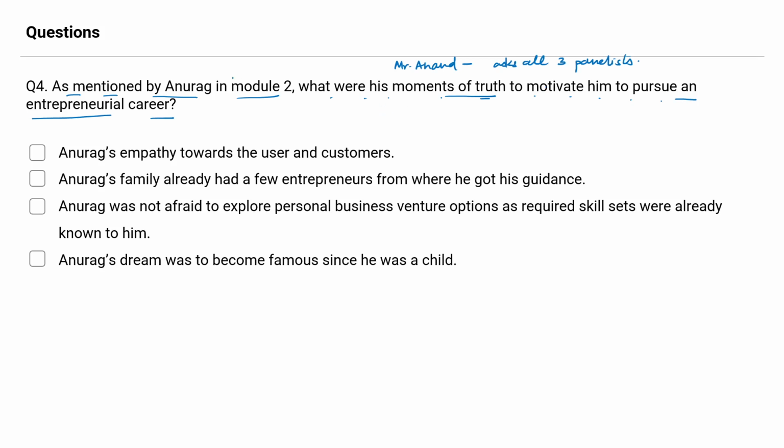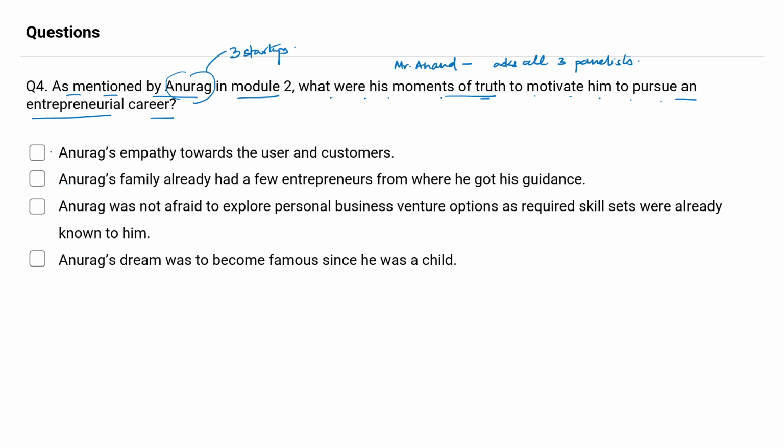Okay. So we are referring to Mr. Anurag, who had three startups, by the way. He was in the third leg of startup. So he created startups, sold them, and then he was working on his third startup. So what were his moments of truth?